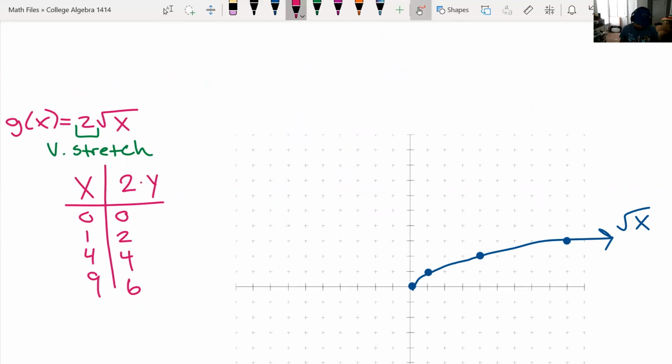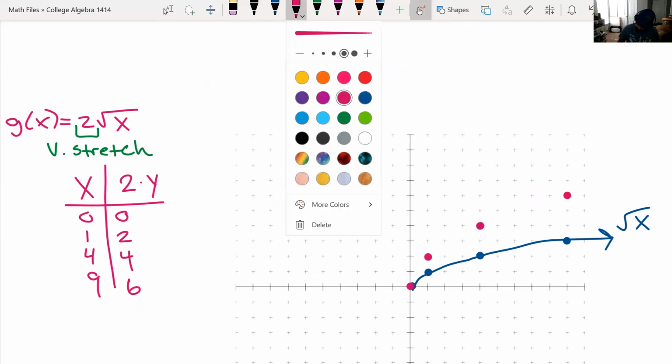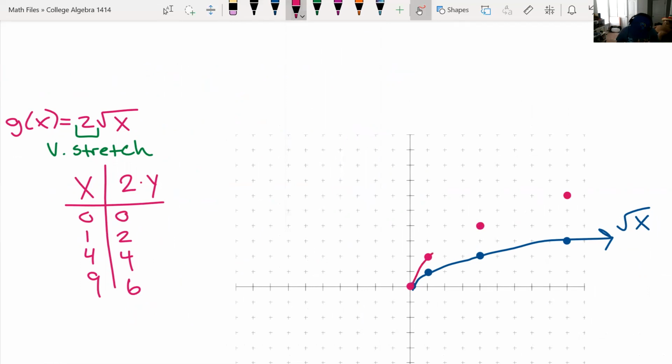Zero, 0, 1, 2, 4, 4, and 9, 6. And here is the vertical stretch, the vertical transformation of the square root of x. There is 2 square root x. We have just taken all those y values, multiplied them by 2, stretched them by 2, right? All right.